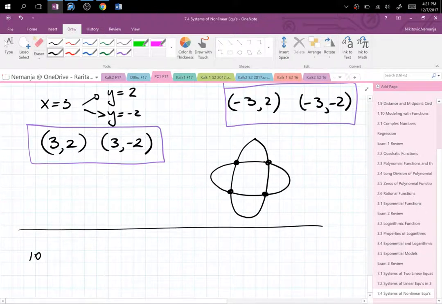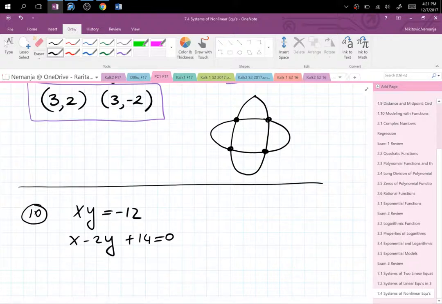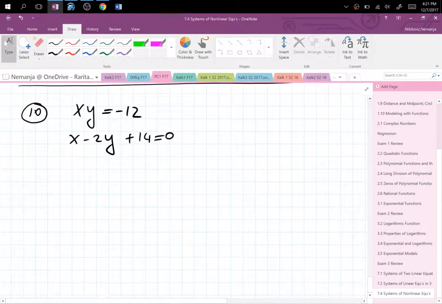So problem 10, all that excitement. xy equals negative 12, and x minus 2y plus 14 equals 0. So this is problem 10. So xy equals negative 12, x minus 2y plus 14 equal to 0. Okay, there we go. So try this one on your own.